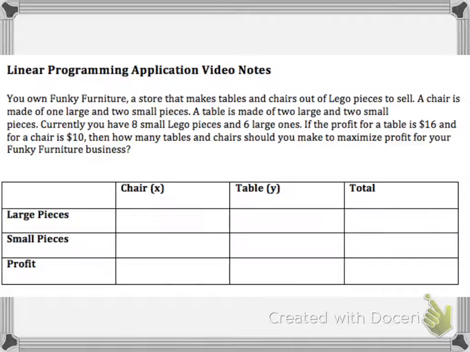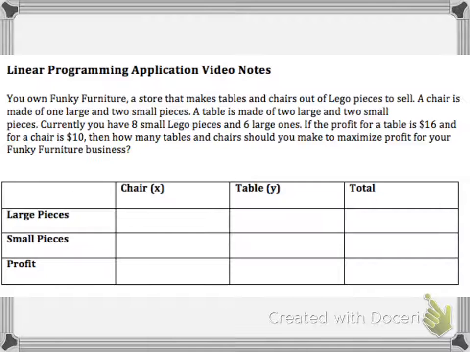A chair is made of 1 large and 2 small pieces. A table is made of 2 large and 2 small pieces. Currently, you have 8 small Lego pieces and 6 large ones. If the profit for a table is $16 and for a chair is $10, then how many tables and chairs should you make to maximize profit for your Funky Furniture business?